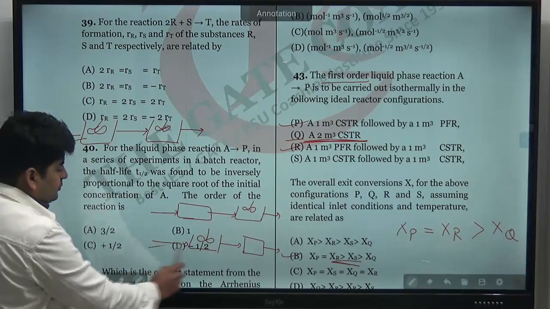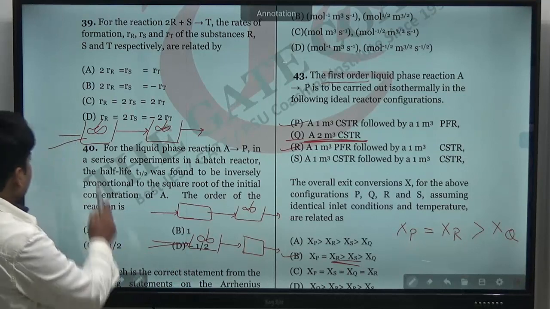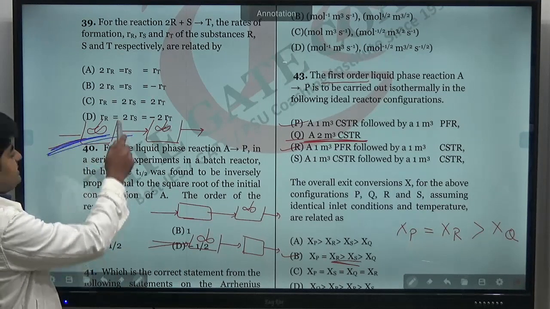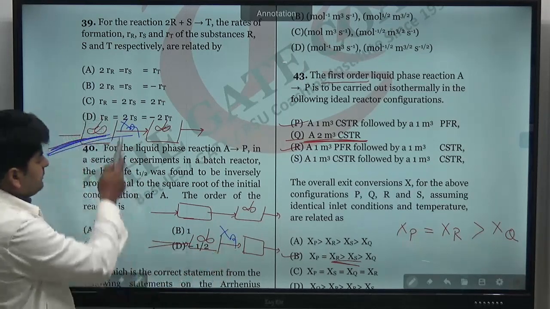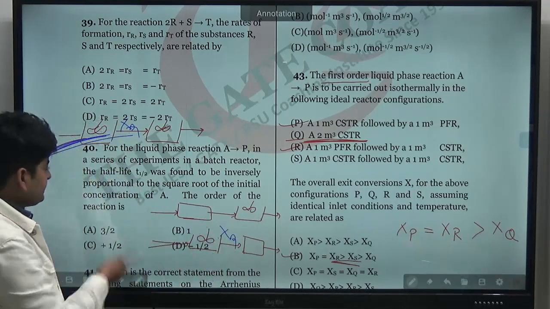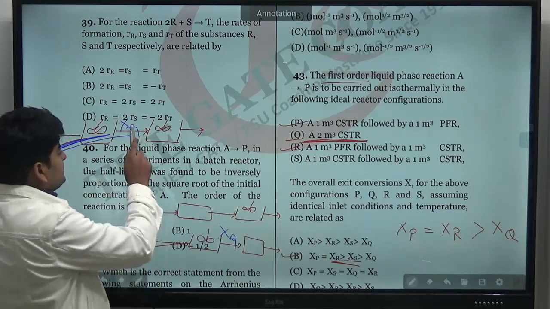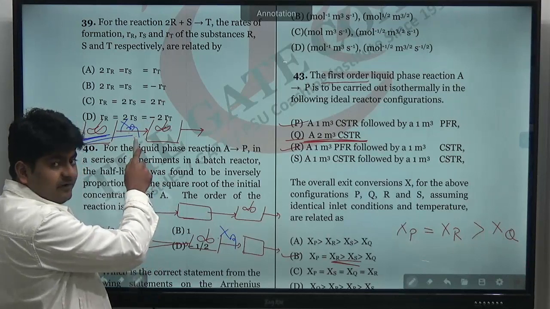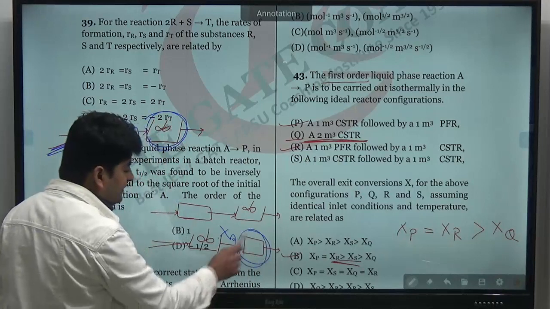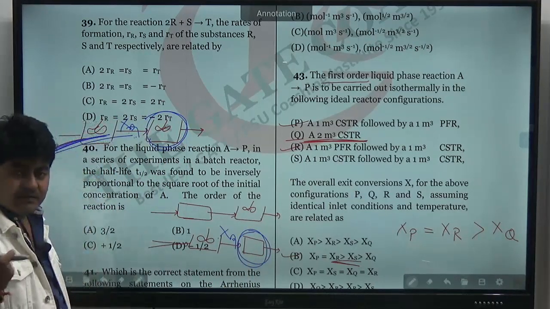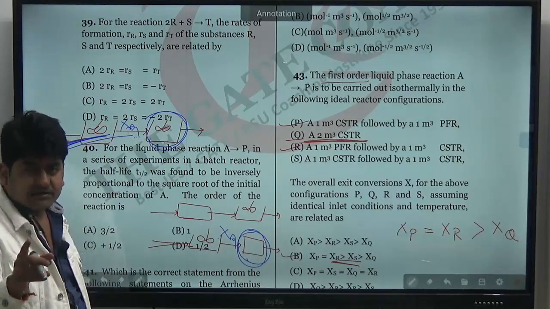So just try to understand like this. Feed is going in this, feed is going in this. Here we will get some conversion X1. Here as well we will get some conversion X1. So obviously these 2 values will be same because size of MFR is same and everything else is also same. But then the remaining feed will go in this MFR, and here it will go in PFR. So it's obvious, we know that the volume is same.